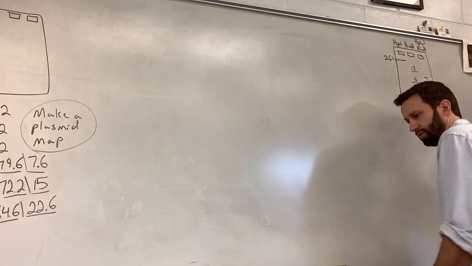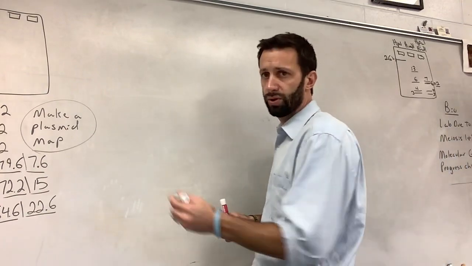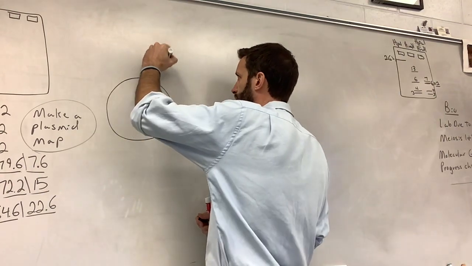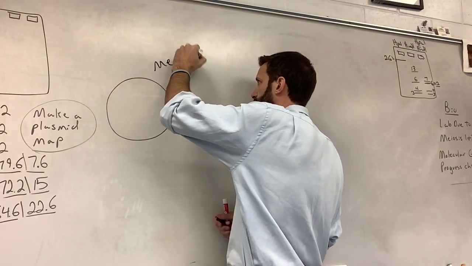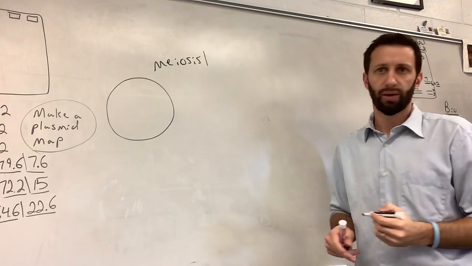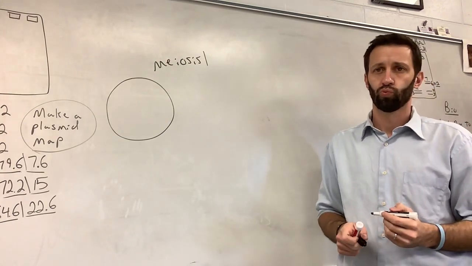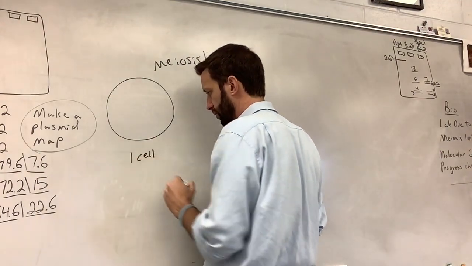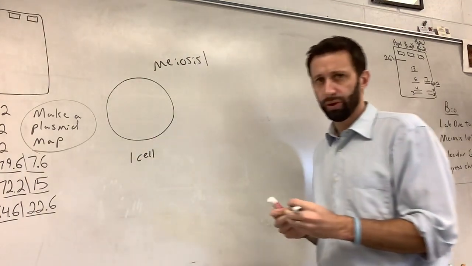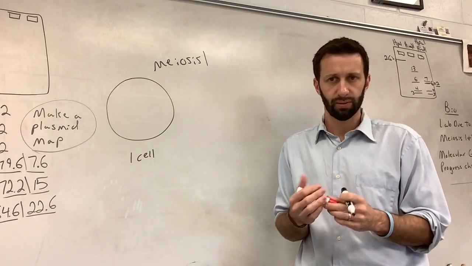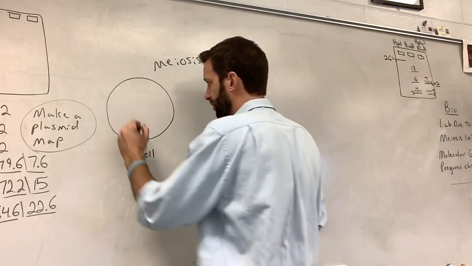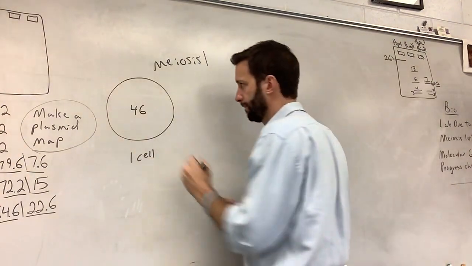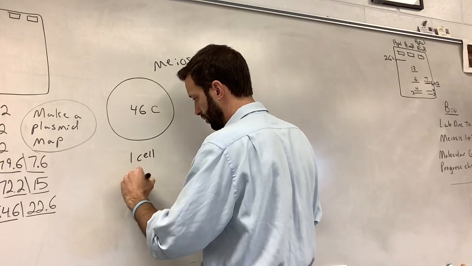So let's go through it. You might want to draw this out for yourselves. When you start out in meiosis 1, how many cells do you have? One. Dang, y'all are good. One cell. How many chromosomes is it going to have? We're dealing with humans right now; different organisms have different amounts. 46. And what is the N value? 2N. It's diploid.